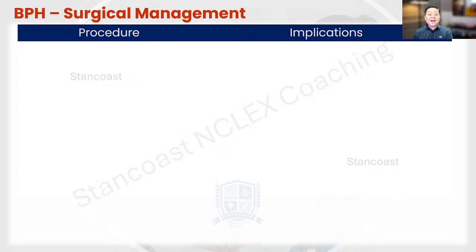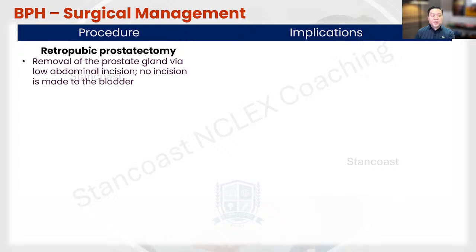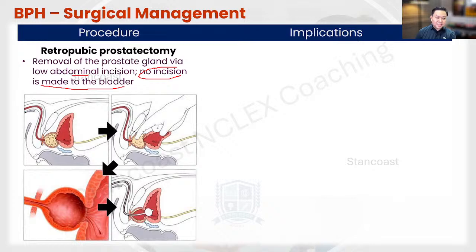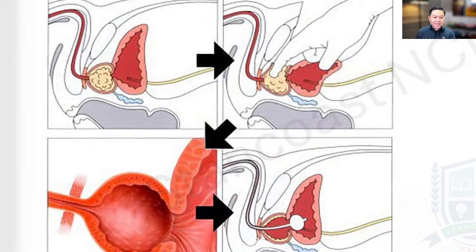Now, another procedure that we probably encounter during the test is the retropubic prostatectomy. And so in this approach, the prostate gland is going to be extracted through a lower abdominal incision. And so there will be no incision in the bladder, just in the abdomen, okay? And so this is what it's going to look like. Let me zoom that. Again, there is no incision in the bladder, but only in the abdomen.